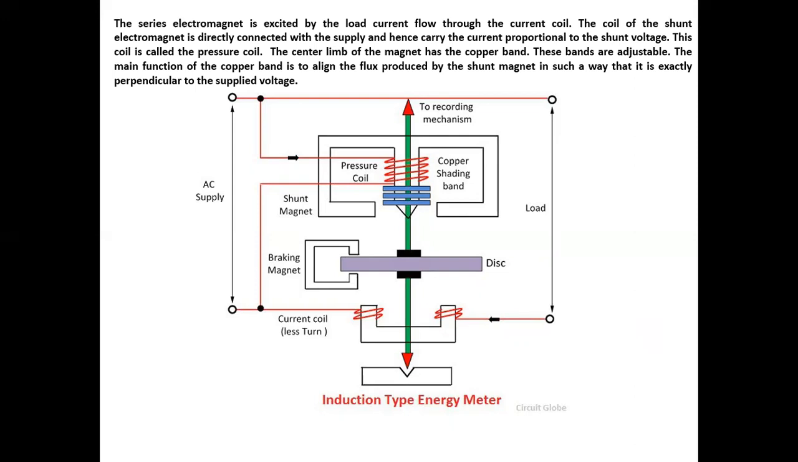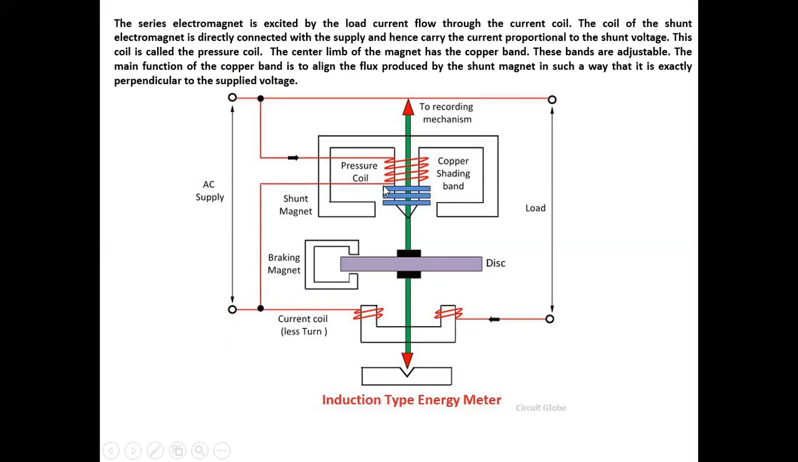The center limb of the magnet has the copper band. These are the copper shielding bands. These bands are adjustable. The main function of the copper band is to align the flux produced by the shunt magnet in such a way that it is exactly proportional to the supplied voltage.